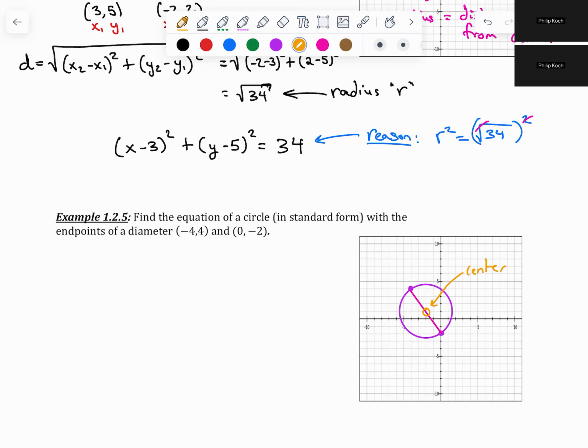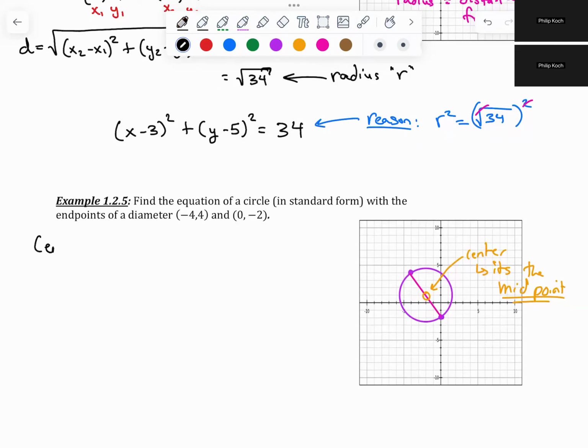How would I be able to find it? There must be some way. Do we know any formulas? Do we know anything that would be able to do that for us? To find halfway between the x values and halfway between the y values. Learned it in unit 1.1. That's why we actually went over 1.1 first. There are two main formulas we learned. The distance formula. And what was the other one? The midpoint. So center equals the midpoint.